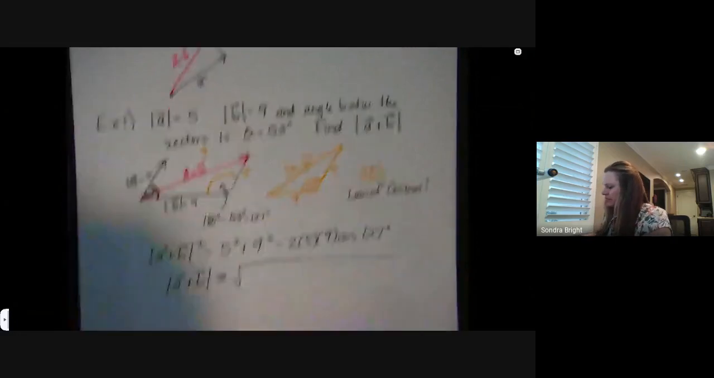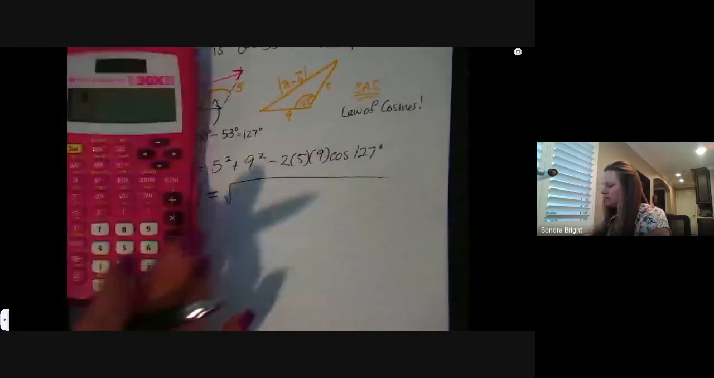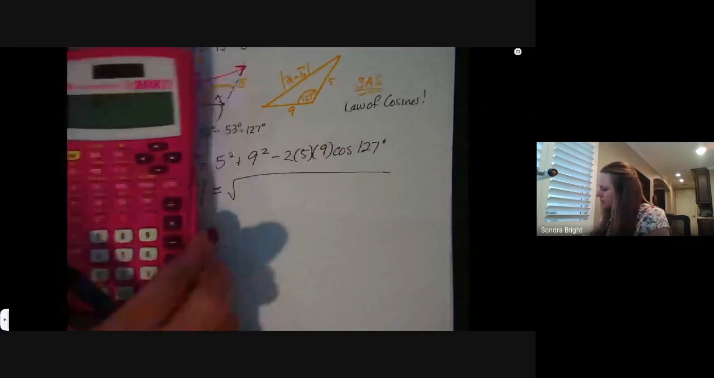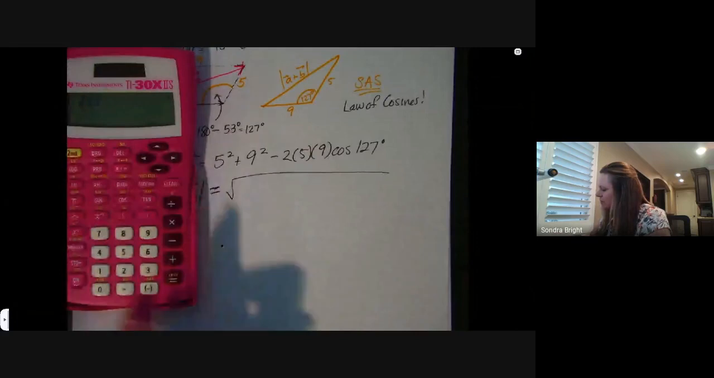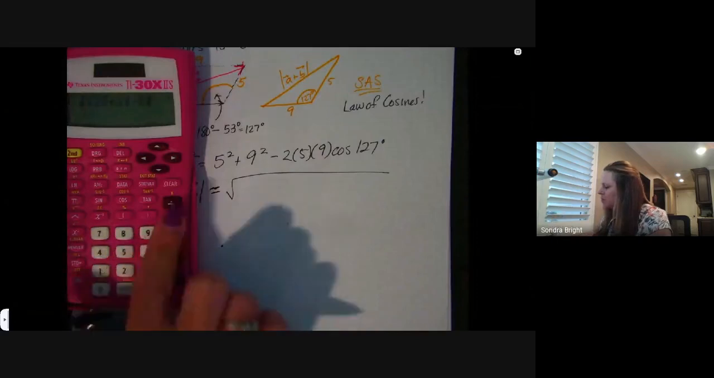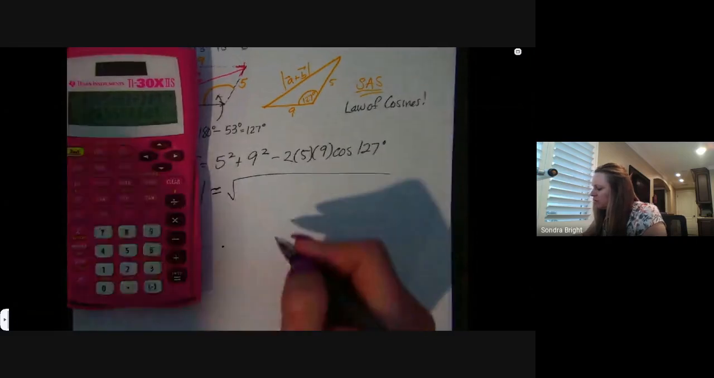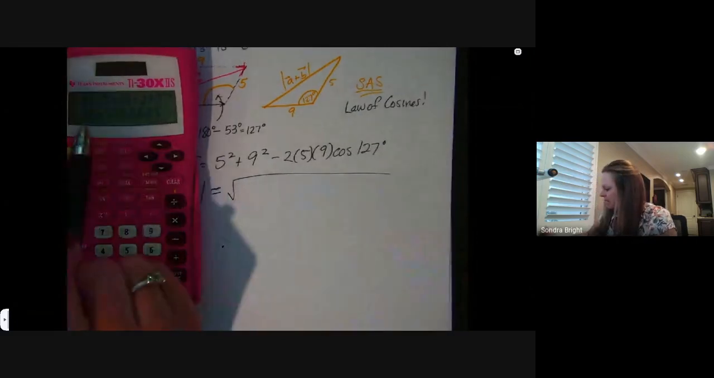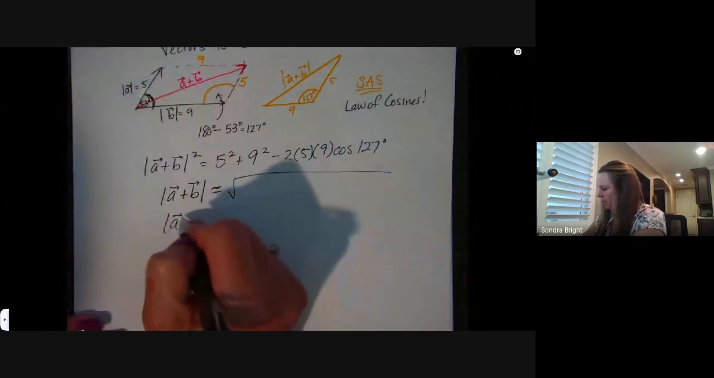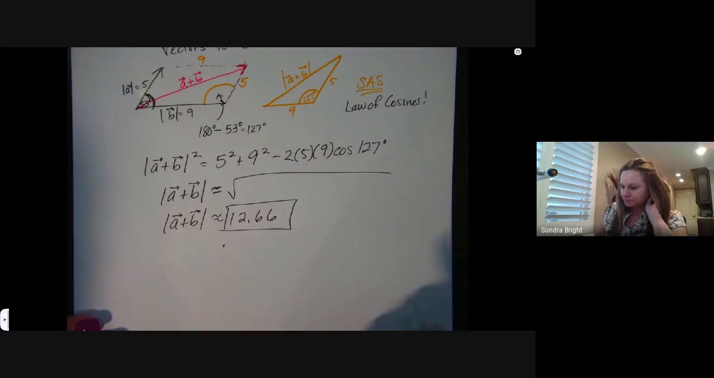So let's put it in our calculator. I'm going to have the square root of 5 squared is 25, 9 squared is 81, minus 2 times 5 times 9 times the cosine of 127. And you get that the magnitude of A plus B is about 12.655. So I'm going to say the magnitude of A plus B is about 12.66. That was equal, and then I rounded.